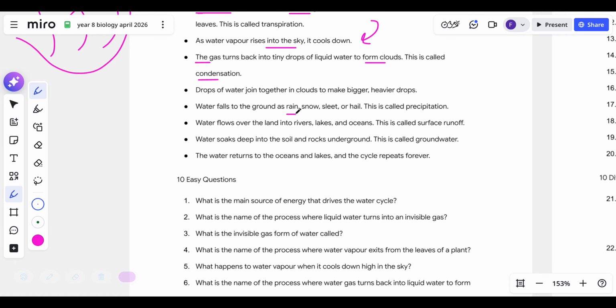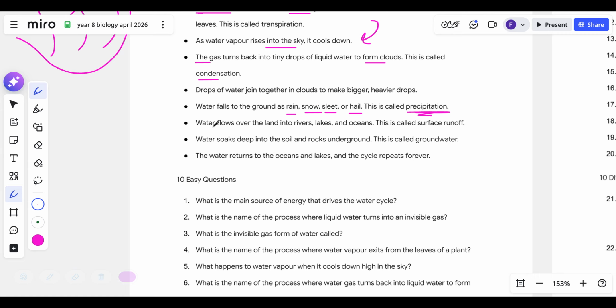Not just rain. Rain is very common, especially if you're from the wet northern parts of England, as I am. It can turn into snow, sleet, or hail. There is a general word for rain, snow, sleet, or hail, and that's called precipitation. A word that will come up in chemistry as well.